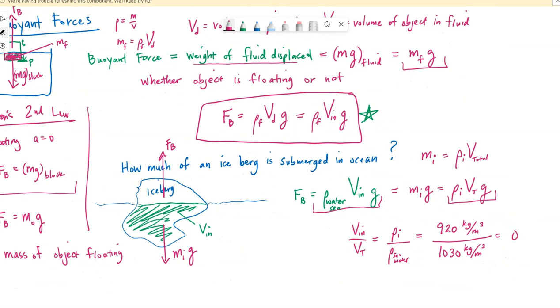I get 0.89. This tells me that 89% of an iceberg is submerged, is underwater. That means 11% of the iceberg is above water. We only see approximately 11% of an iceberg.